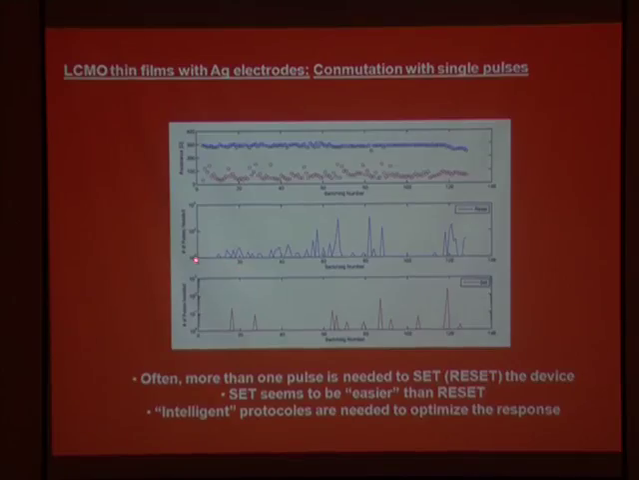And here are the number of pulses necessary to switch every time in this figure and in this figure, and it can be seen that the set, which is the red one, seems to be easier to produce than the reset event. In any case, it is found that in this kind of samples, you cannot switch with just one single pulse, but you need a kind of smarter protocol in order to achieve a better efficiency in the switching.